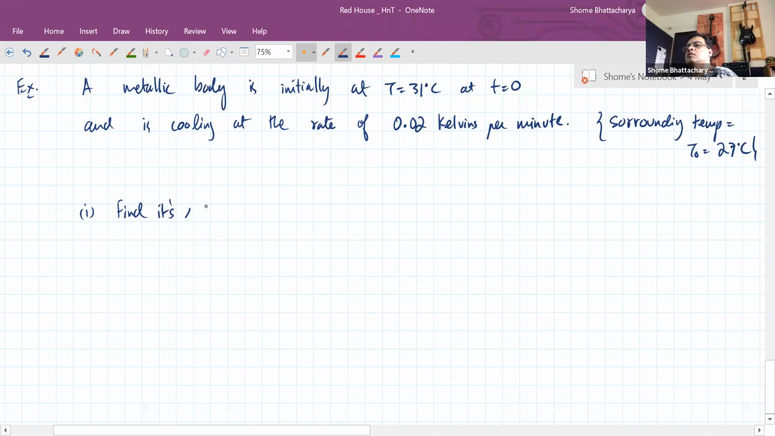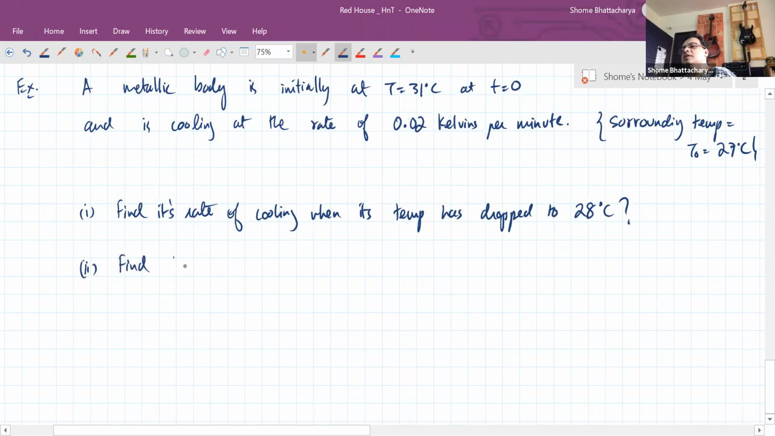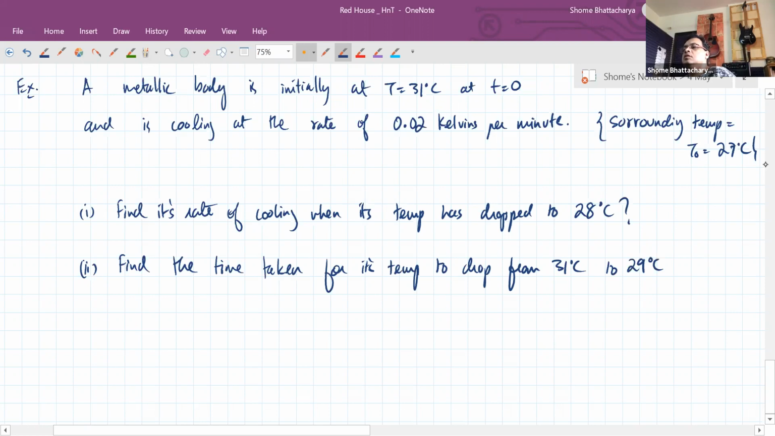So first of all, find its rate of cooling when its temperature has dropped to 28 degrees C. And secondly, find the time taken for its temperature to drop from the initial value of 31 degrees C to 29 degrees C. And again, find the time taken for its temperature to drop from 29 degrees C to 28 degrees C.